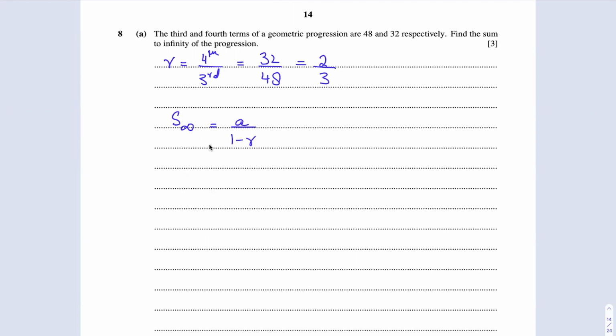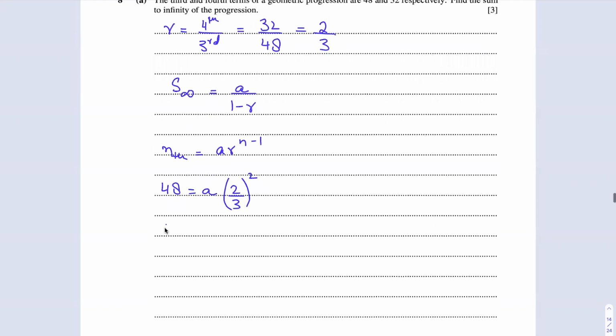So we know that the third term is 48. The nth term of a geometric progression is given by a r to the power n minus 1. So this is 48, a is unknown and r is 2 upon 3 to the power 3 minus 1, which is whole squared. So this will become 48 is equal to 4a upon 9. a is equal to 48 into 9 upon 4. So 4 ones are 4, 12s are, a is equal to 108.